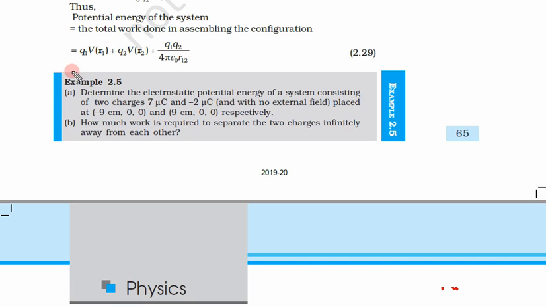Now we have reached this conclusion that the total work done W in assembling any system of two charges Q1 and Q2 in an external potential V is Q1 V(R1) + Q2 V(R2) + Q1 Q2 upon 4 pi epsilon naught R12. So this was the thing.